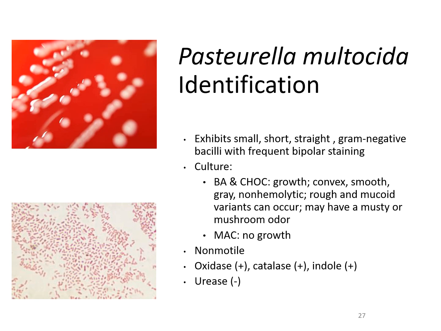These organisms appear as small, short, straight gram-negative bacilli, which have that bipolar staining, so you may have little spaces in the actual stain of that rod. They grow on chocolate agar, with convex, smooth, gray, non-hemolytic colonies. They can also be rough and mucoid, and they're described as having a mushroom-type odor. There's no growth on MacConkey. They're non-motile, oxidase positive, catalase positive, indole positive, and urease negative.